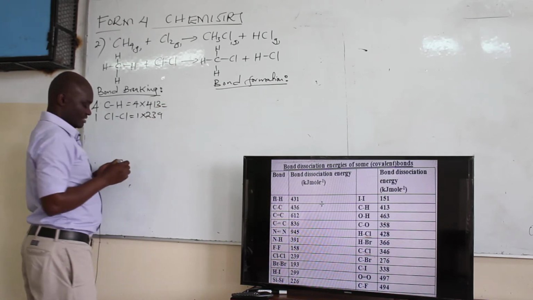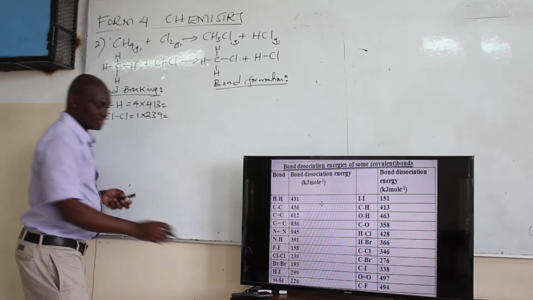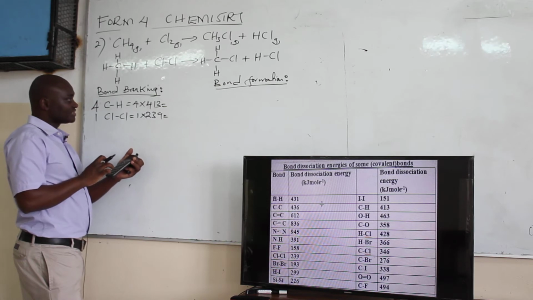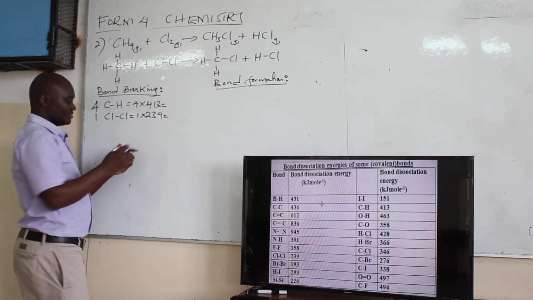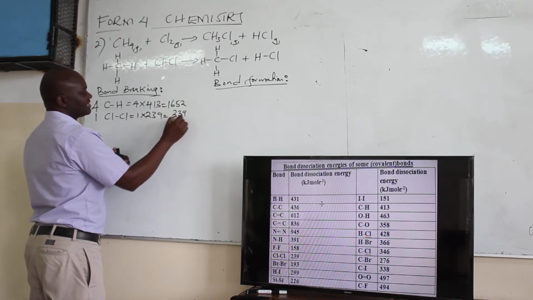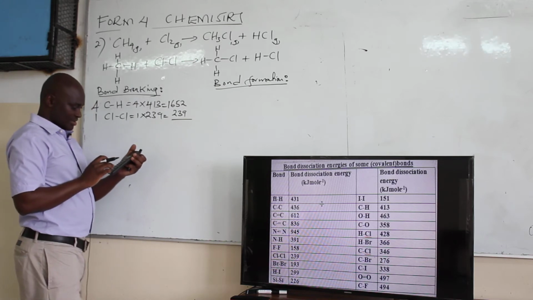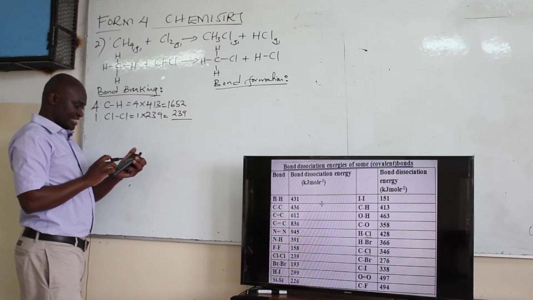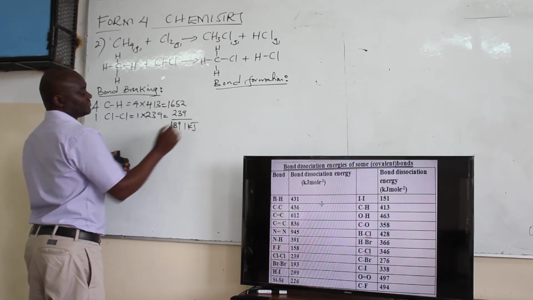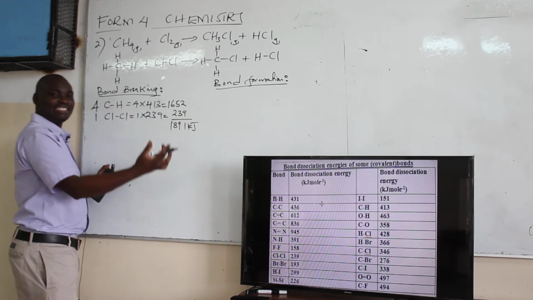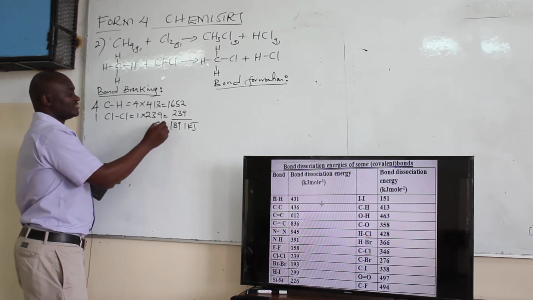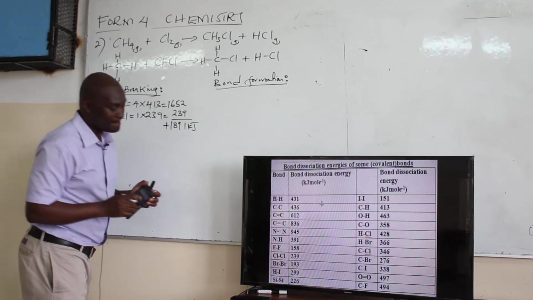So we have the total there. In this case, we'll have 4 times 413, which is 1652. Then this is 239. Get the total, plus 239, now 1891 kilojoules. When bonds are broken, energy is absorbed. Bond breaking is endothermic, so delta H there is positive.